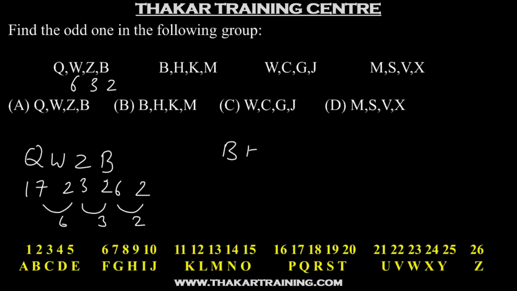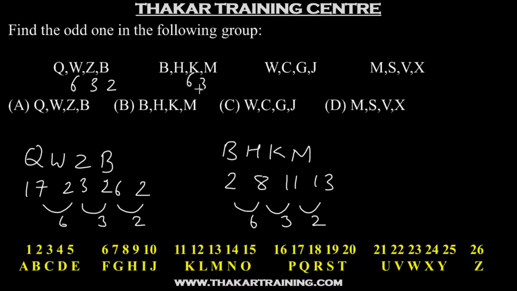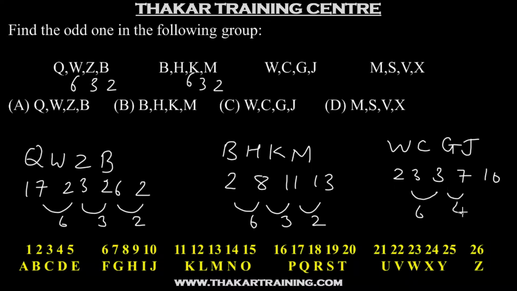The second group is B, H, K, M. B is alphabet 2, H is 8, K is 11, and M is 13. So here we have 6, 3, and 2. So the second group also has 6, 3, 2. The third group is W, C, G, J. So W is 23, C is 3, G is 7, and J is 10. So from 23 to 3, we have 1, 2, 3 plus 3, that is 6. From 3 to 7, we have 4. So what we see now is two groups have 6, 3, 2, whereas this one has 6, 4. So clearly this will be the odd one out. So the answer will be option C.